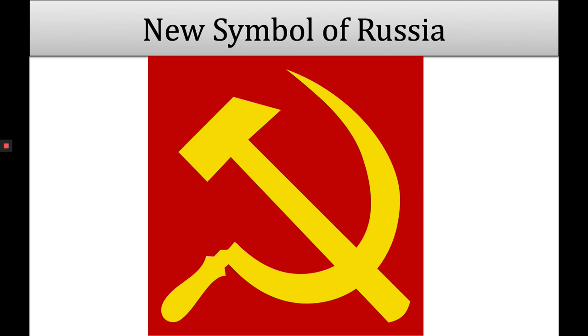We talked about last time some of the elements that were leading up to the Russian Revolution. And I wanted to examine some of the symbols that come from the Soviet Union with the rise of communism. This becomes the new symbol of Russia, or the Soviet Union, as it's going to later be known. This is the hammer and the sickle. And what this represents is the coming together of industry and the agrarian world.